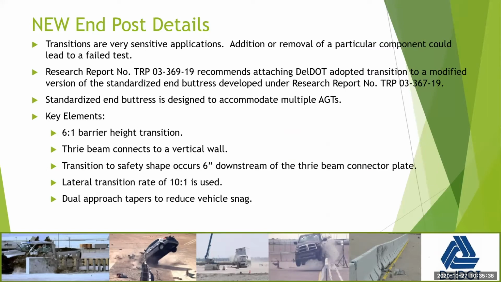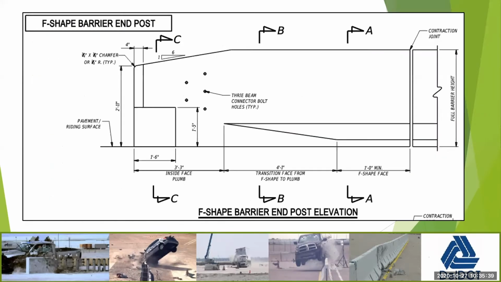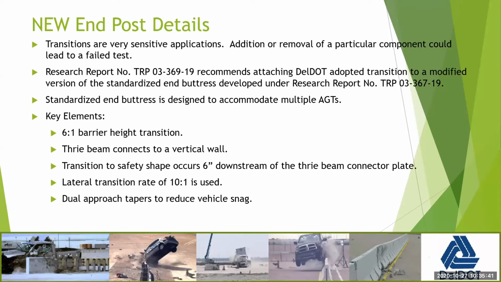What went with that detail was the 34-inch detail, which is tested with the standard end post. A universal end buttress is what the researchers called it. There are various terms for it: end block, end post, end buttress. Basically, that end buttress is designed to reduce snag and to work with various Thrie-Beams that are out there. A couple of key elements with it: it's a 6-to-1 height transition, so any vehicle that's leaning on the barrier has reduced instability that way. The Thrie-Beam connects to a vertical wall. Thrie-Beams have been tested in the past.